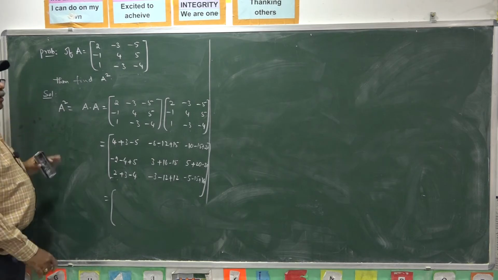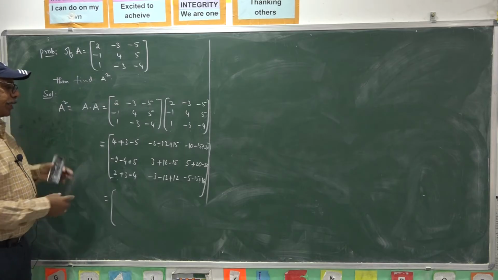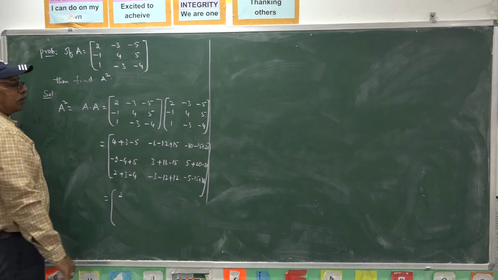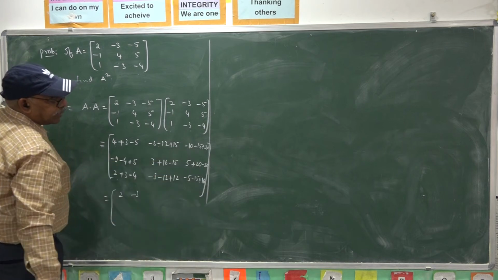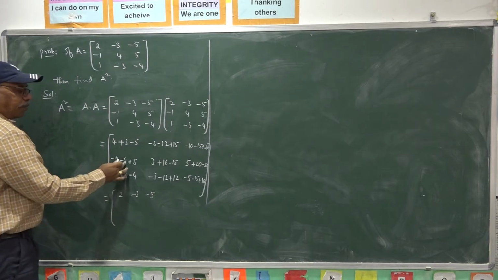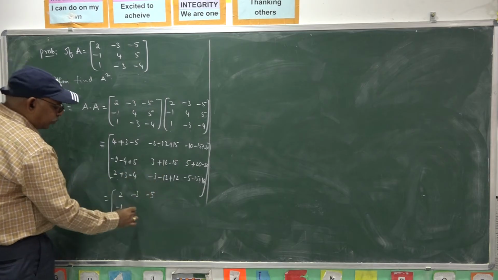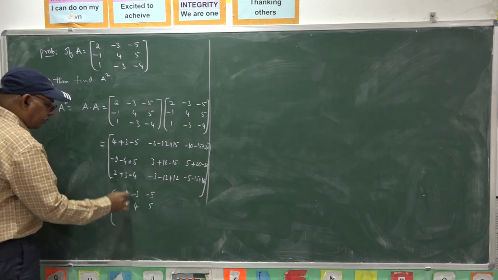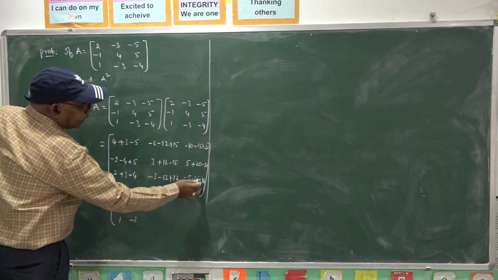This I am taking row to column wise product. So on simplification we get 7 minus 5, 2. This is minus 18 plus 2, minus 3. This is minus 25 plus 20, minus 5. Minus 6 plus 1, minus 1. This is 4. This is 5. This is 1. Here is minus 3. Here is minus 4.